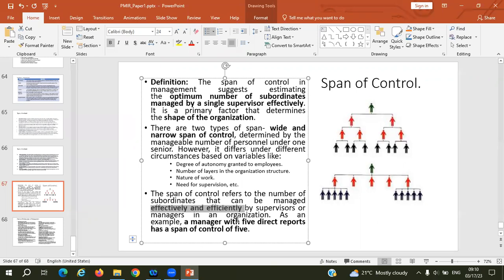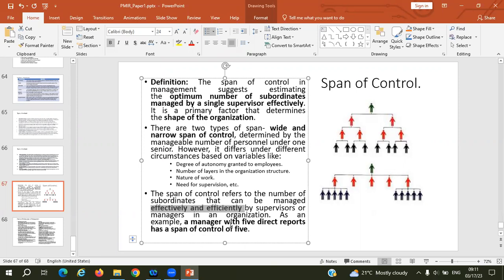That is effectively and efficiently. Their productivity, their efficiency should be there. You can manage 100 people, but if you are managing 10 people effectively, then it's better than managing 100 people. So that's why I told these two words are very important, effectively and efficiently. In your answer, you have to mention that. My supervisor or managers in an organization.